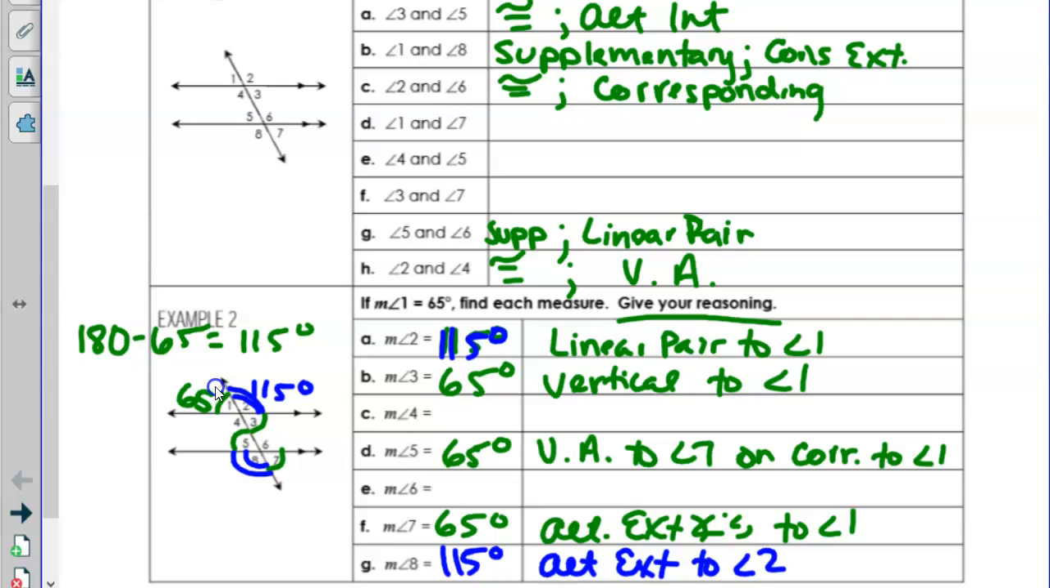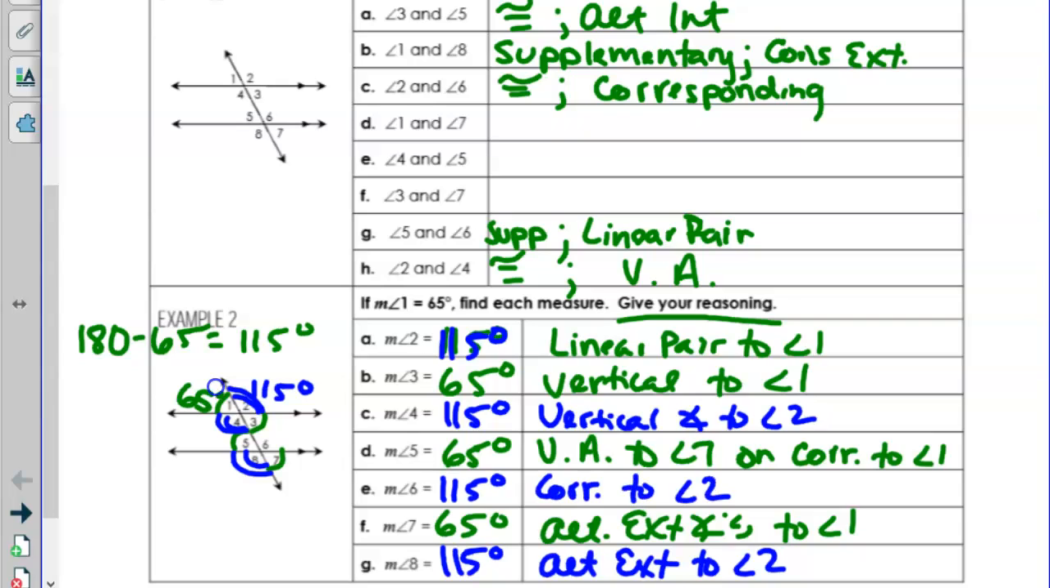Alright, what else would be 115? Go ahead. 6 and 4. 6 and 4, right. So if we start with 4, it's vertical. Very good. Vertical to angle 2. 6 is corresponding to angle 2. Corresponding to angle 2. Good job. You can also see the blue goes in a zigzag pattern.